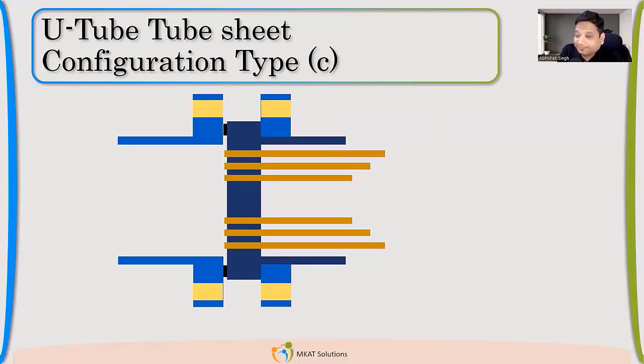It may be a split ring, but it is not a sandwich type, because the sandwich type definition is what we saw in the first one, right? That will also come. So this is type C. I hope you got it.